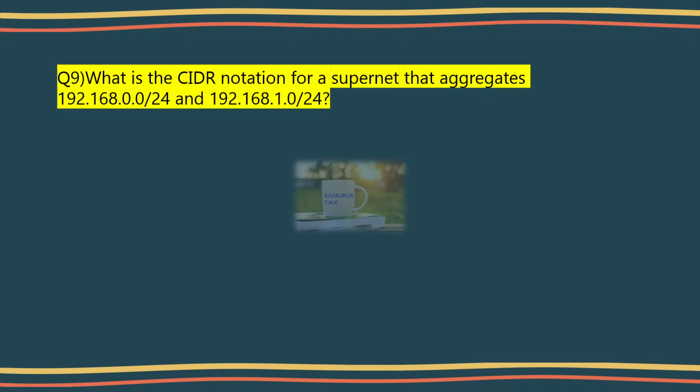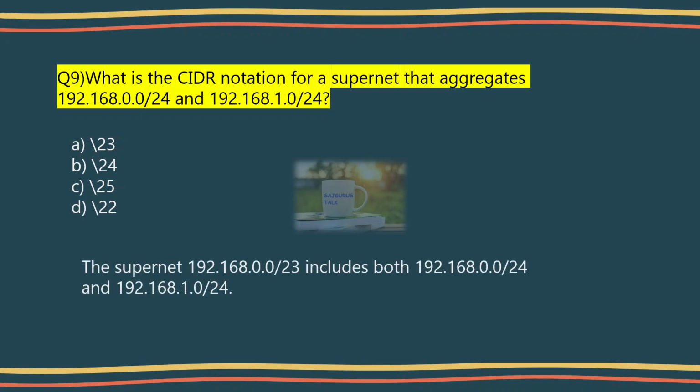9th one. What is the CIDR notation for a supernet that aggregates the given IP addresses? So generally these two different types of supernet include /23. Okay, the answer is A.